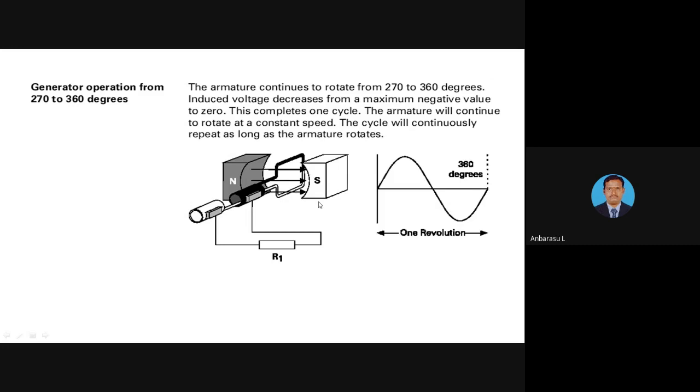Okay. So in one complete cycle, we get two waveforms: one positive half cycle waveform and another negative half cycle waveform. In one complete rotation, we get one positive half cycle and one negative half cycle. So this is the AC induced EMF, alternating induced EMF. So we can produce an alternating induced EMF in the generator.